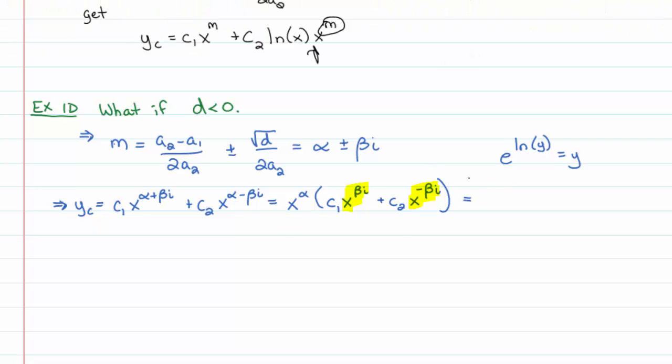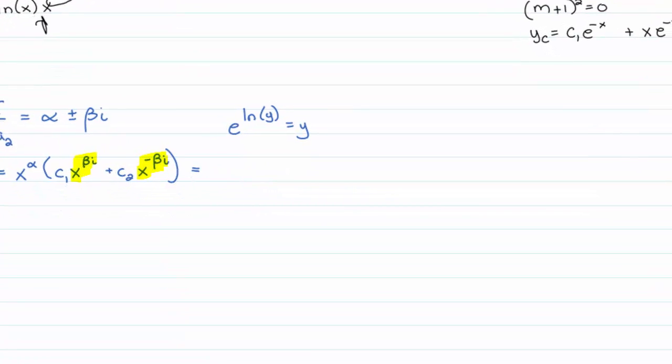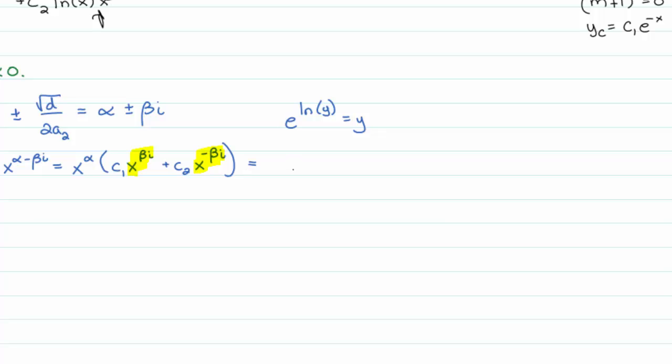So I'll say this is equal to, let's scroll over a little bit so that we can keep on the same page. x to the alpha, and I'll have parentheses in here, so I'm going to create a little bracket: e to the natural log of x to the beta i. It's a little trick we do in mathematics every now and again.